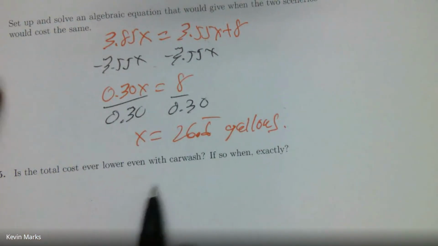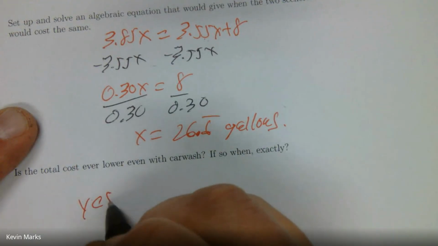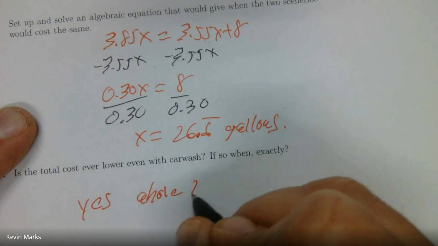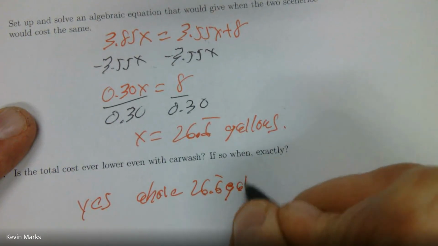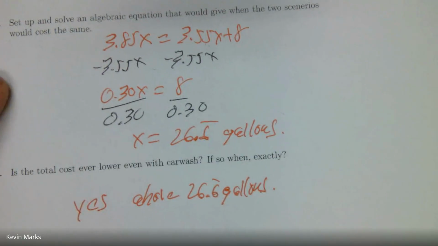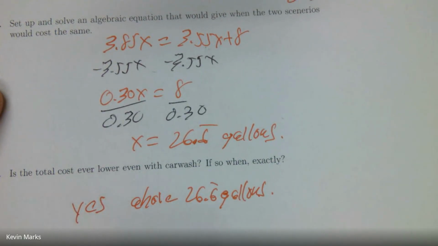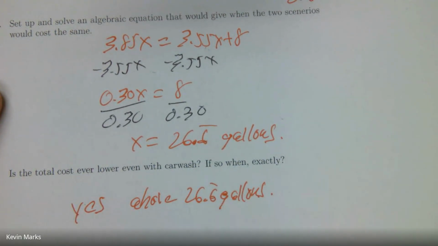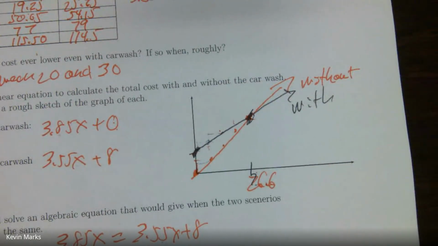So is the total cost ever lower with the car wash? Yes. Anything above 26.6 gallons, right? So as long as your tank is big enough to hold this, if you bought any more than this, it's actually worth it to buy the car wash. If you don't even care about the car wash, you can buy it, throw the ticket away, don't care. But it would be worth paying that extra $8 just to get that discount, as long as you bought more than that. Anything less than that, it wouldn't be worth buying the car wash, unless you really wanted the car wash anyway, right?